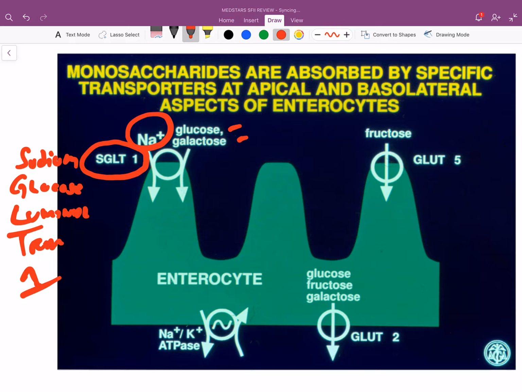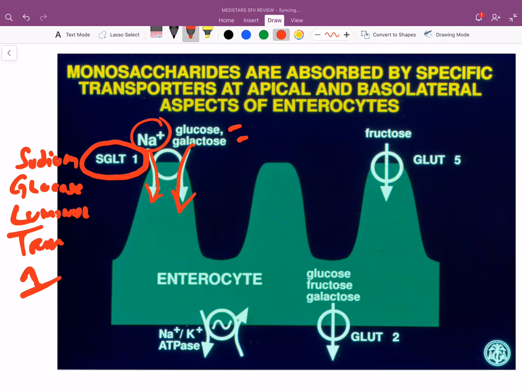SGLT1 is a symporter. When I say symporter, that means it imports two things into the cell at the same time. What are those two things? Glucose and sodium, or galactose and sodium. What I'm trying to say here, guys, is that you cannot absorb glucose or galactose without sodium. You need sodium to go inside the cell along with the monosaccharide for you to absorb it.